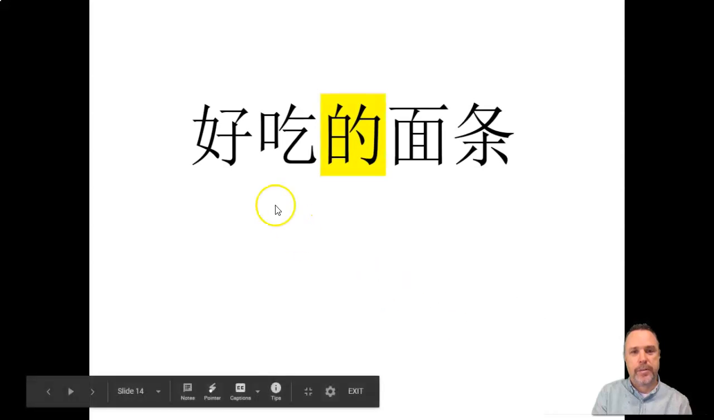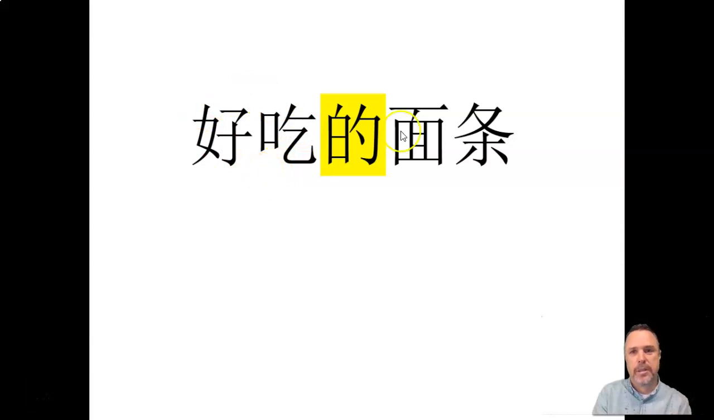Let's have a look at a couple more examples. So here we've got 好吃. 好 means good, 吃 means eat. Together, 好吃 means tasty or delicious. 面条 are noodles. Now we can't just say 好吃面条. Why? Well, because 好吃 is 2 characters long. So we have to say 好吃的面条. What does it mean? It just means tasty noodles. 好吃的面条.